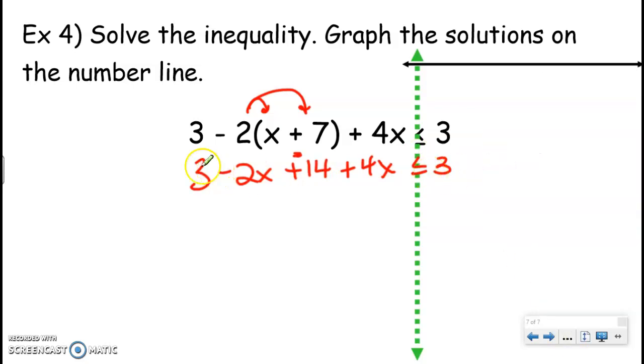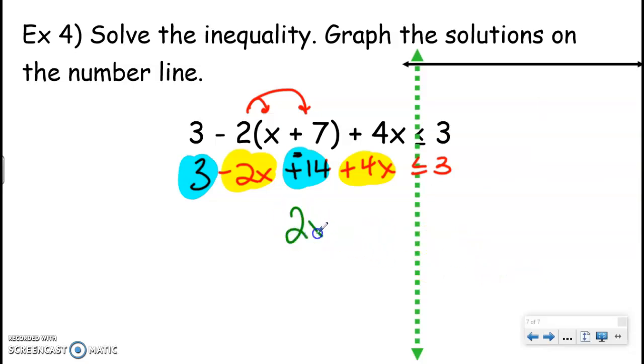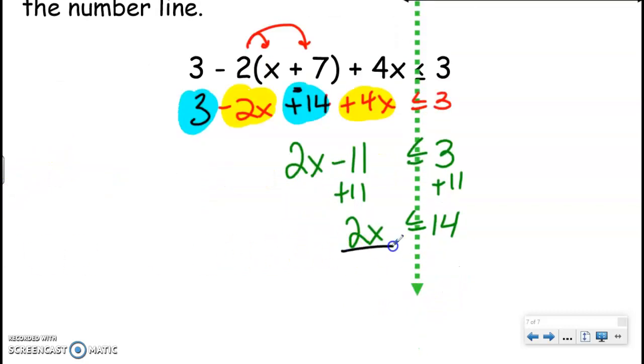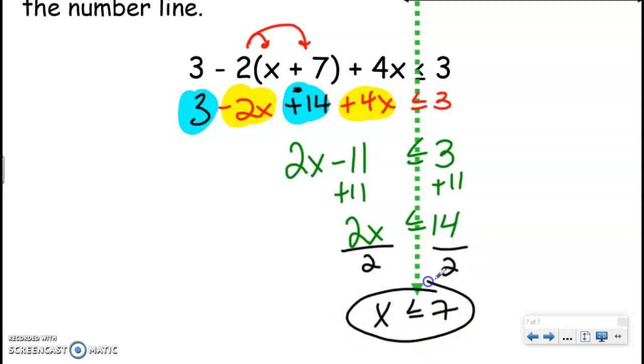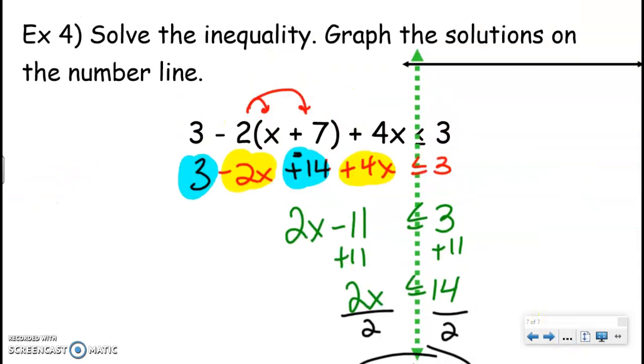So we're going to combine 3 and negative 14 together, and we are going to combine negative 2x and 4x together. So we get 2x minus 11 is less than or equal to 3. We're going to add 11 to both sides to get 2x is less than or equal to 14. And then we're going to divide by 2 on both sides to get x is less than or equal to 7. And I'm not going to flip my sign there because I didn't divide by a negative when I was solving on both sides.